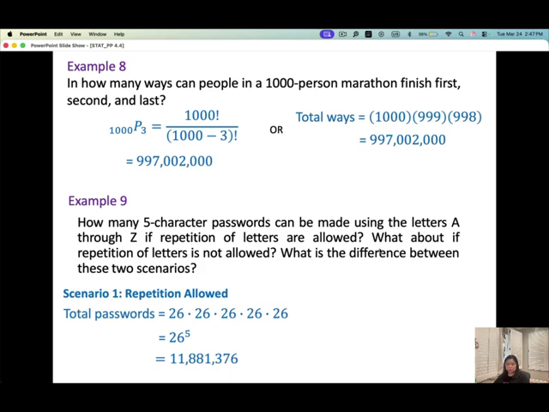Second question. If the repetition of letters is not allowed, okay, it's not allowed, so we'll be using the permutation again. We have 26 letters, and we want to pick 5 letters, and the order matters because this is going to be talking about the password. Use your calculator. You're going to get this number.